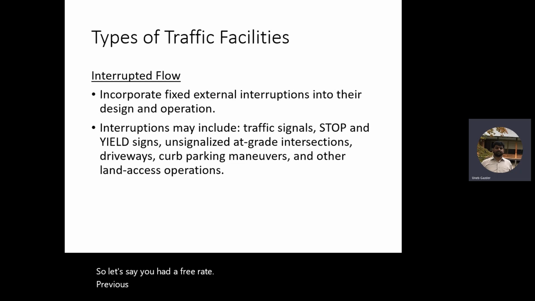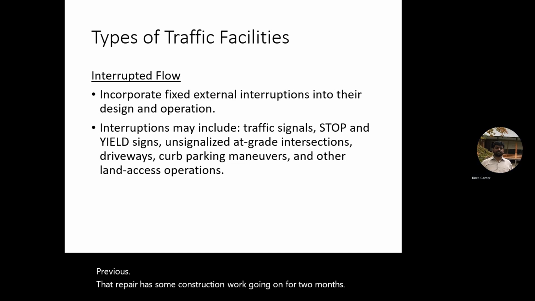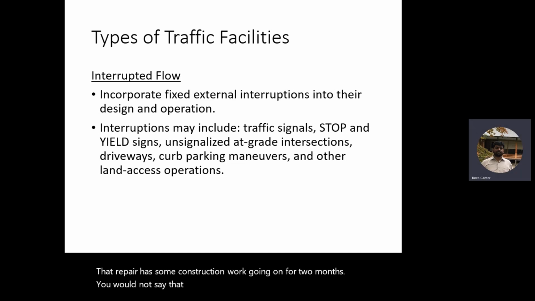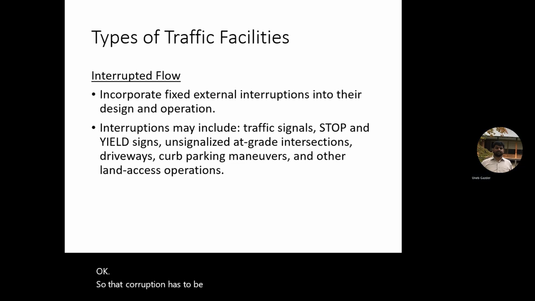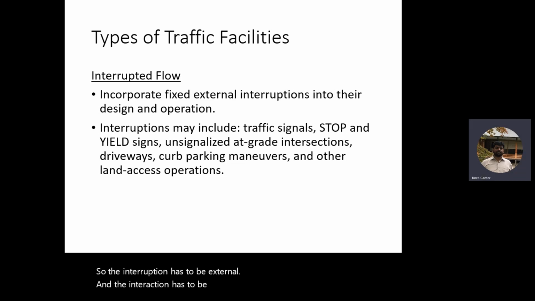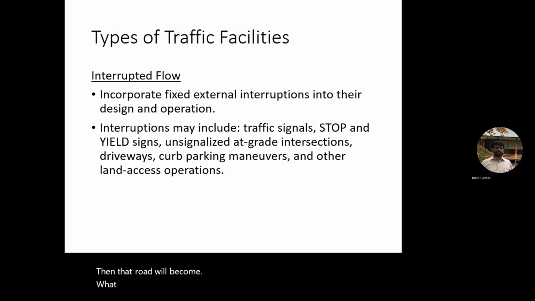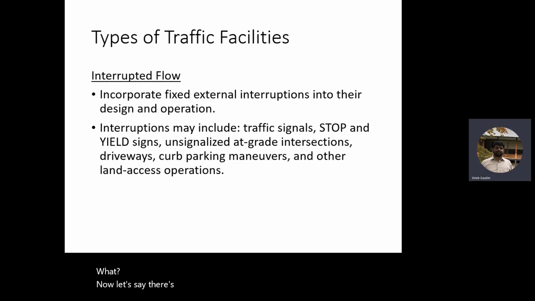So let's say you had a freeway. Freeways are uninterrupted. That freeway has some construction work going on for 2 months. You would not say that the freeway became an interrupted flow facility. Okay. So the interruption has to be external and the interruption has to be fixed. Then that road will become what? Interrupted.